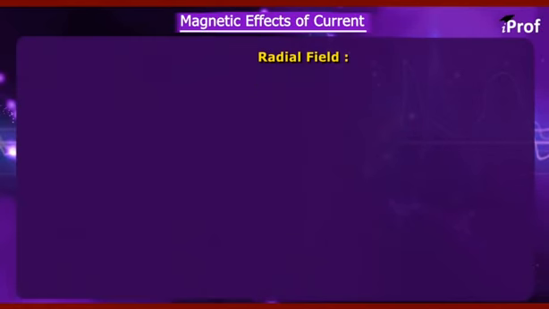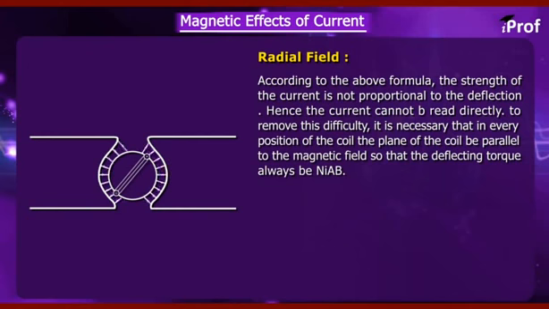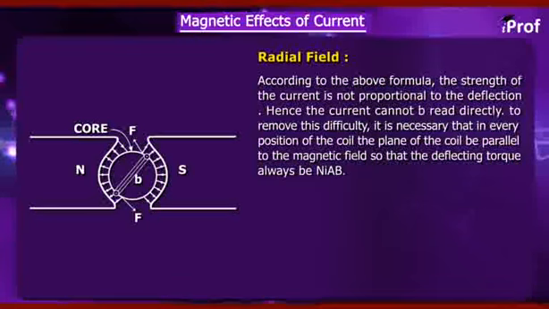radial field. According to the above formula, the strength of the current is not proportional to the deflection phi, hence the current cannot be read directly. To remove this difficulty, it is necessary that in every position of the coil, the plane of the coil be parallel to the magnetic field so that the deflecting torque always be NIAB.